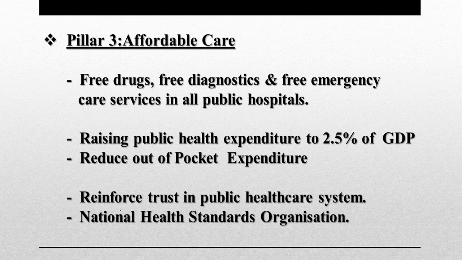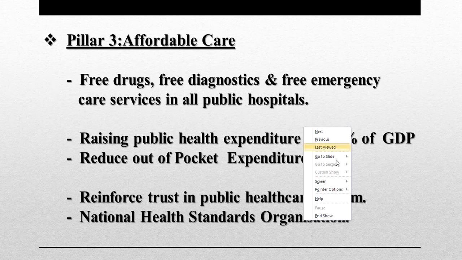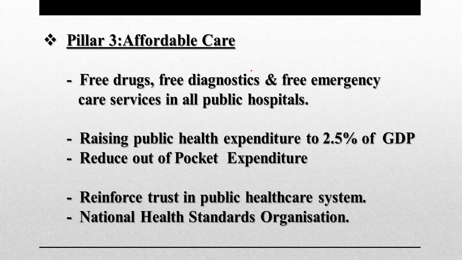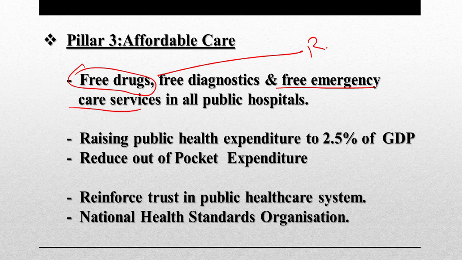Now let us see pillar 3, which talks about affordable care. What does affordable care mean here? Affordable care means free drugs, free diagnostics, and free emergency care services. Free drugs: Jan Aushadhi centers are already working in some states like Rajasthan and Tamil Nadu, where under Jan Aushadhi schemes, free medicines for whatever ailment a citizen is suffering are given to the patients. These generic medicines are given under this scheme.